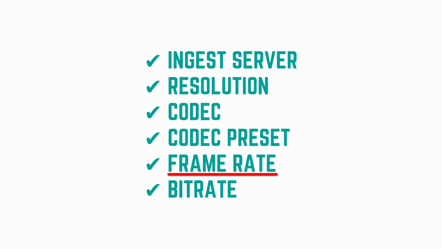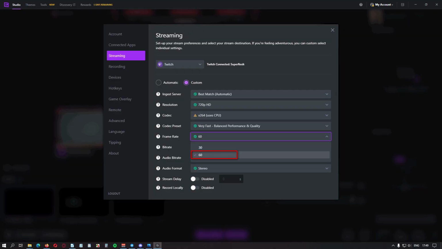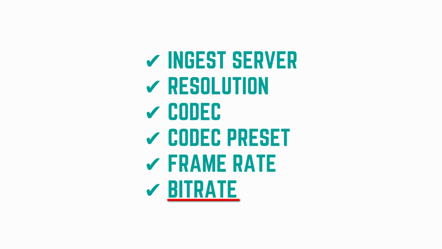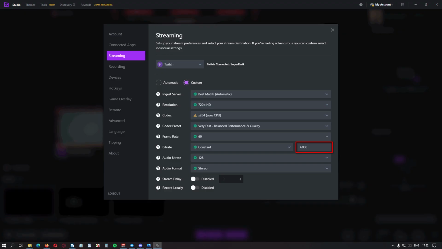There are two options, 30 and 60 frames per second. Higher FPS will appear smoother but will use more resources. Bitrate is the amount of data transferred per second. The higher the bitrate, the more of your internet bandwidth will be used.